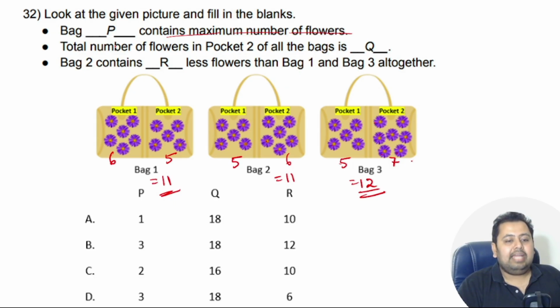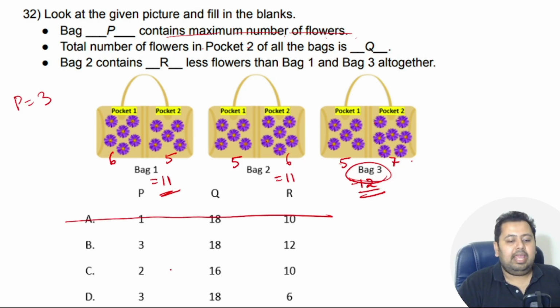Now, the blank contains the maximum number of flowers. So we know bag number 3 contains the maximum number of flowers. So P is equal to 3, right? So now option A and option C cannot be the answer.